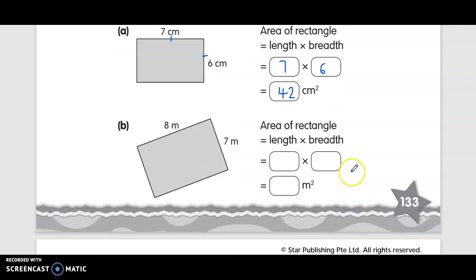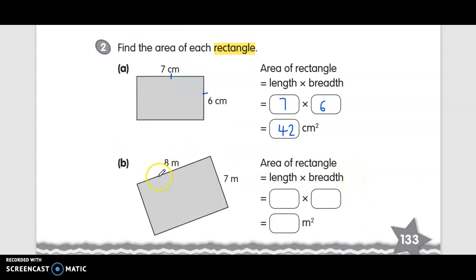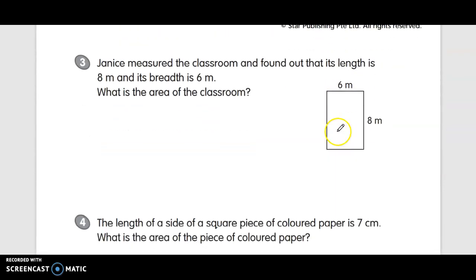Next, again, area of rectangle is length, the long part, length L. Okay, this is how you remember, times breadth, which is the shorter one. So 8 times 7. Okay, so what is 8 times 7? You should get 56 meters square. Remember, area, we need the 2 on top, square. Alright, let's go to the next page.